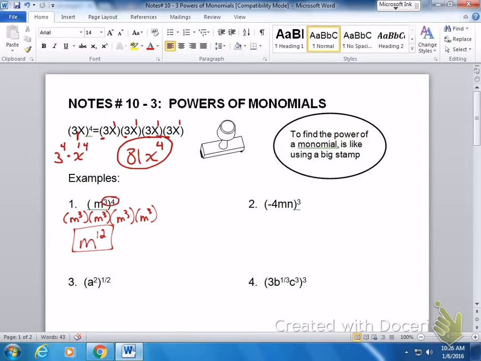Let's look at number 2. Negative 4mn to the third. So I'm going to multiply that by itself 3 times. So again, we can multiply our negative 4s. Negative 4 times negative 4 times negative 4 is negative 64. I have all these variables have exponents of 1. I have m to the first 3 times, so m to the third. I have n to the first 3 times, so n to the third as well. So negative 64m cubed, n cubed. Now there is kind of a trick to this where you won't have to write all that out, and we'll look at that on the next one.